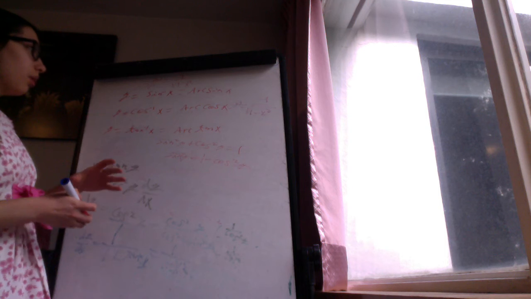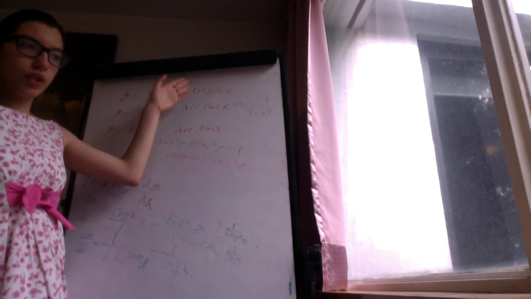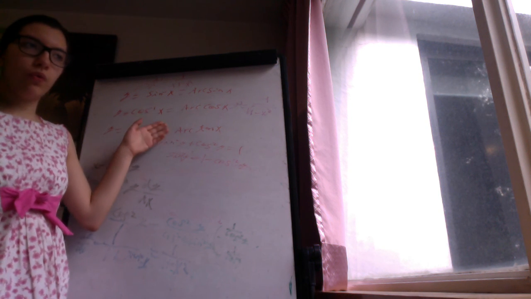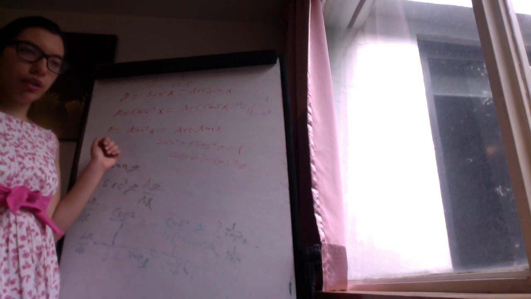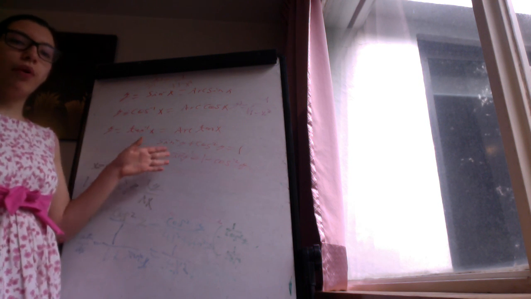So the derivative of the inverse function of sine x is 1 over the square root of 1 minus x squared. The derivative of the inverse function of cosine x is minus 1 divided by the square root of 1 minus x squared. And the derivative of the inverse function of tangent of x is 1 divided by 1 plus x squared.